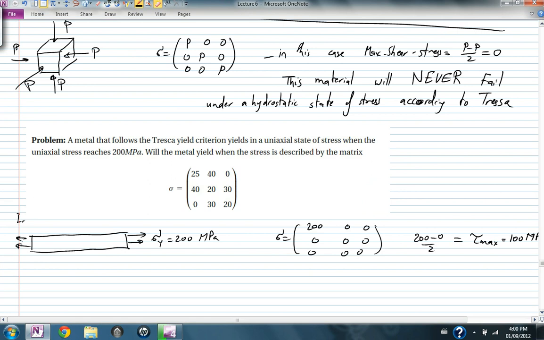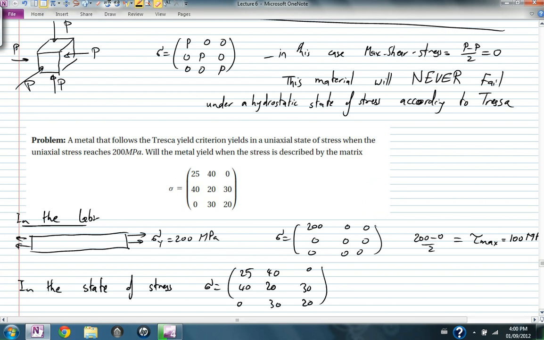In the lab, under the state of stress sigma equal to 25, 40, 40, 20, 30, 0, 30, 20, 0. What is the maximum sigma ij?